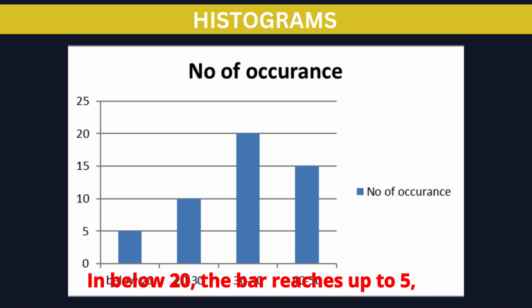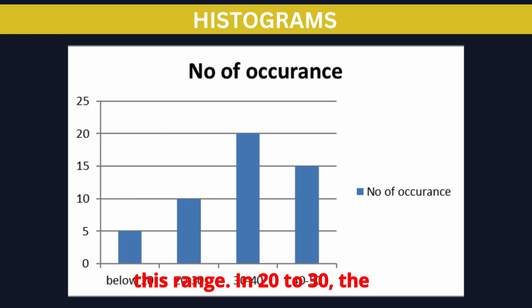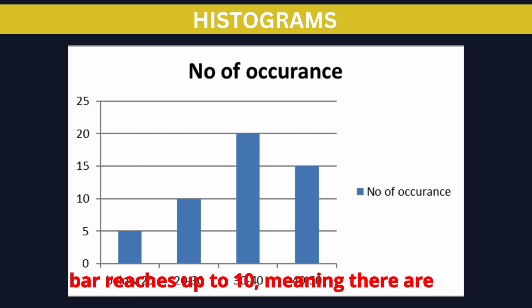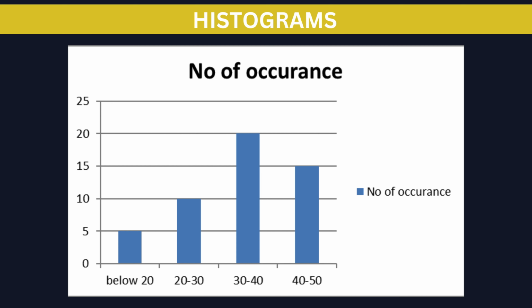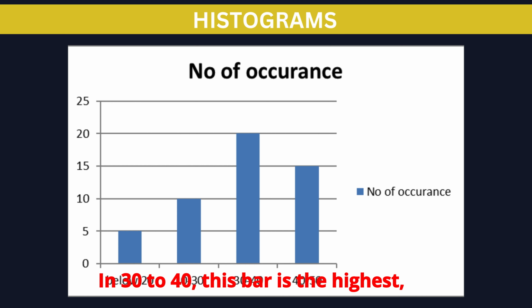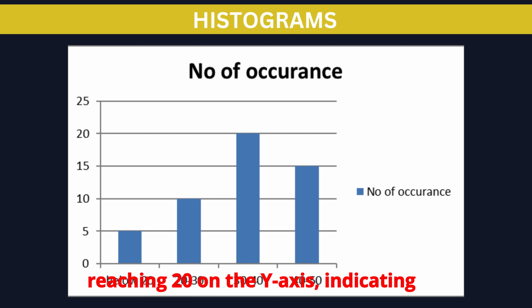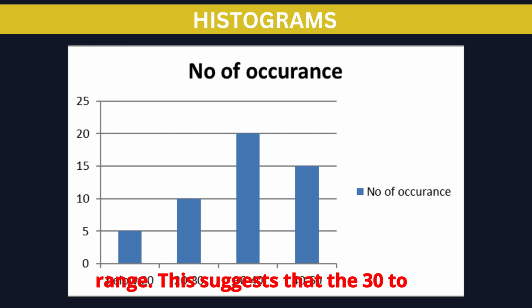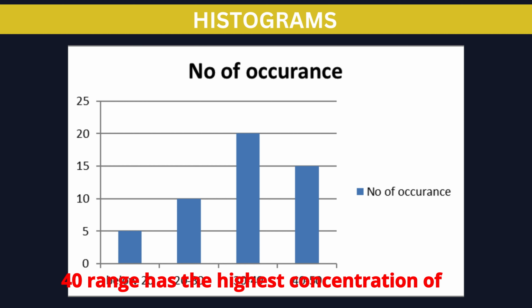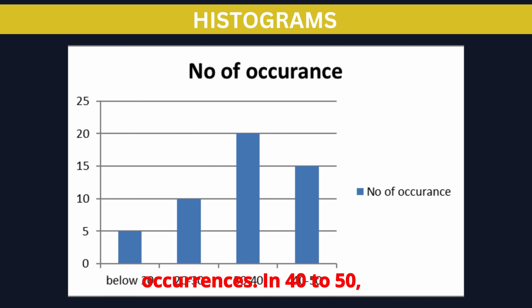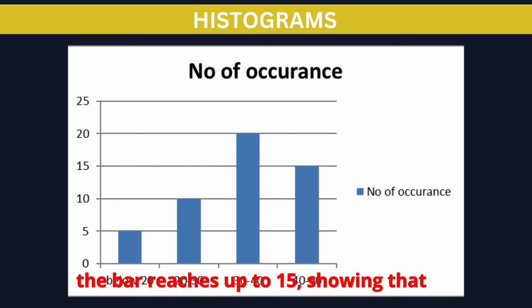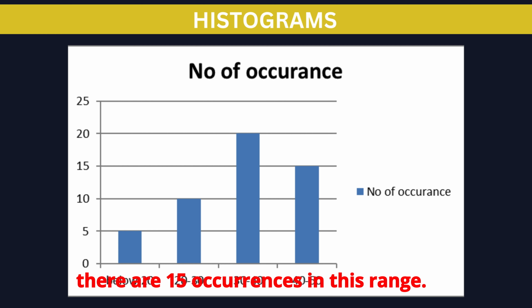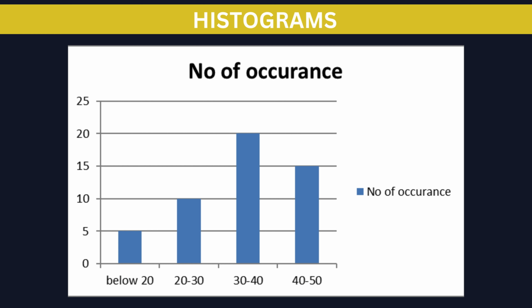Interpretation. In below 20, the bar reaches up to 5, indicating there are 5 occurrences in this range. In 20 to 30, the bar reaches up to 10, meaning there are 10 occurrences in this range. In 30 to 40, this bar is the highest, reaching 20 on the Y-axis, indicating that 20 occurrences fall within this range. This suggests that the 30 to 40 range has the highest concentration of occurrences. In 40 to 50, the bar reaches up to 15, showing that there are 15 occurrences in this range.